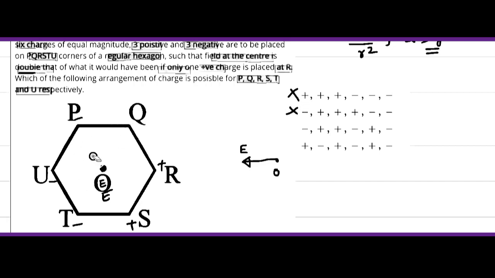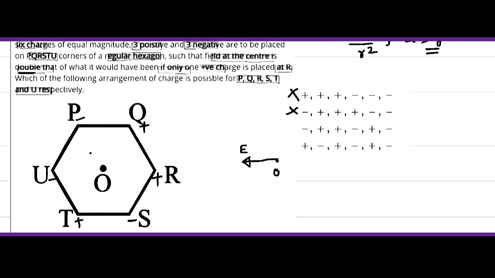Now let's talk about option C. So again we have option C, that is a negative charge at P, a positive charge at Q, then a positive charge at R, a negative charge at S, a positive charge at T, and a negative charge at U.